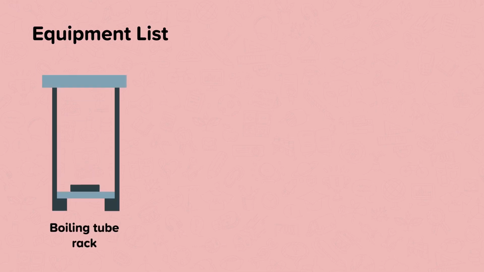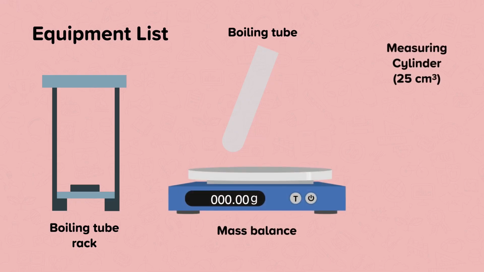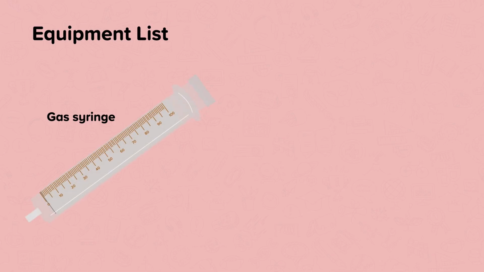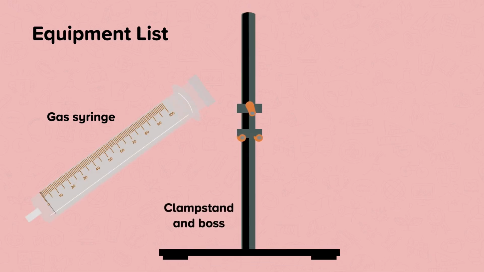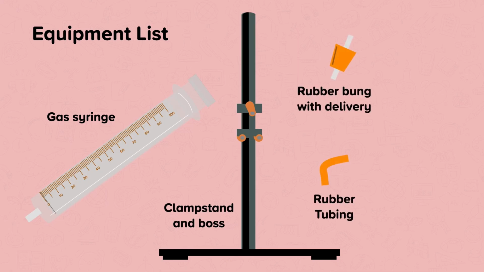For this experiment, you will need a boiling tube rack, a boiling tube, mass balance, a 25 cm³ measuring cylinder, a gas syringe, a clamp stand and boss, a rubber bung and delivery rubber tubing, and a stopwatch.